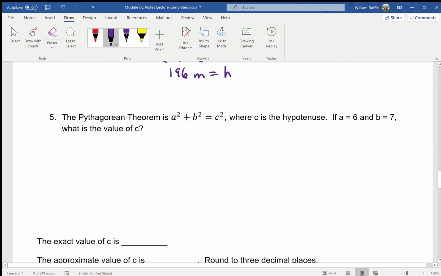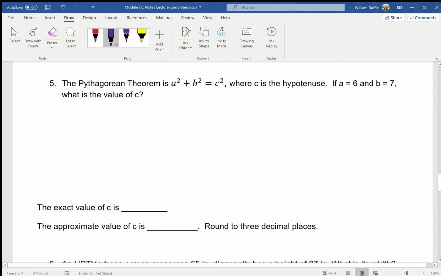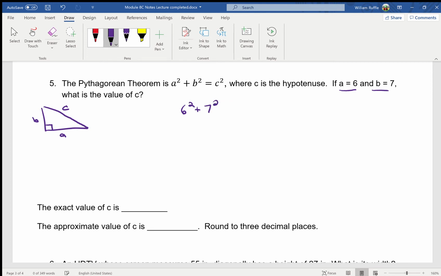Pythagorean theorem is extremely similar. We're going to have A, B, and C. Now, if you remember, I'll draw my little right triangle here. The legs are A and B, and they can be interchangeable, but C is always the hypotenuse, and C is always going to be the longest of the three. So now, we're given A equals 6, B equals 7. So I put it into the equation. I get 6 squared plus 7 squared equals C squared.